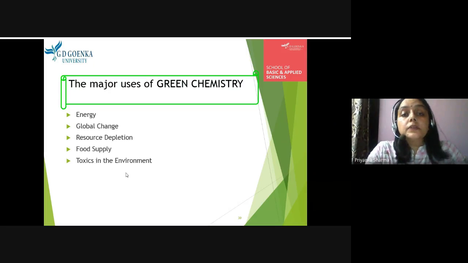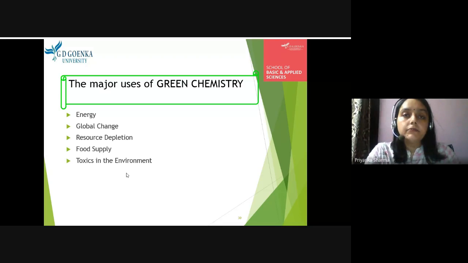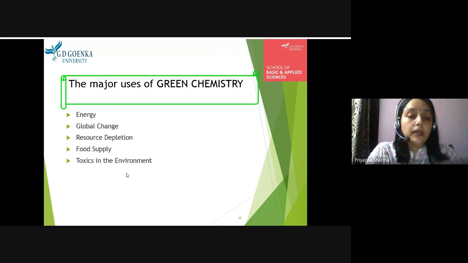Then the last one is toxicity in the environment. If we are using green chemical routes, we are avoiding toxic materials. If we are avoiding toxic chemicals during and after production, the products we get are not toxic, and of course we are saving the environment, because ultimately the products we get from the industries are released into the environment, right? So with the use of green chemistry, we are able to protect the environment by reducing pollution.